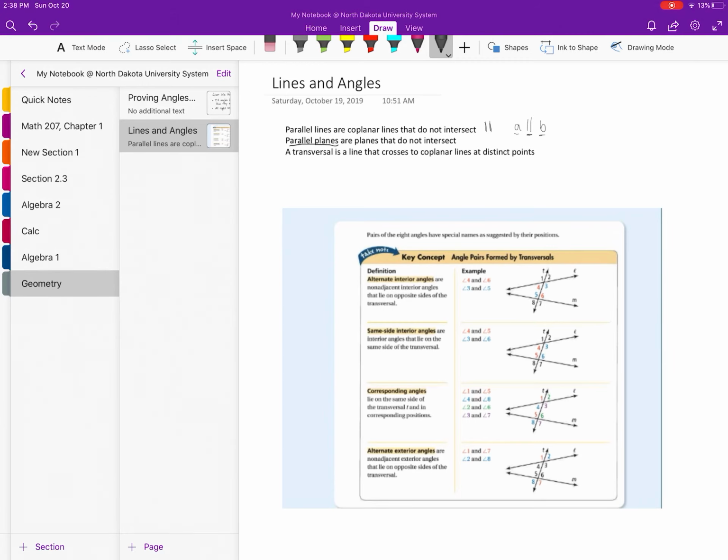Parallel planes are planes that do not intersect. And a transversal, probably something you're not familiar with, is a line that crosses two coplanar lines at distinct points, and that should read 2. I did voice recording of that text and didn't catch that autocorrect.